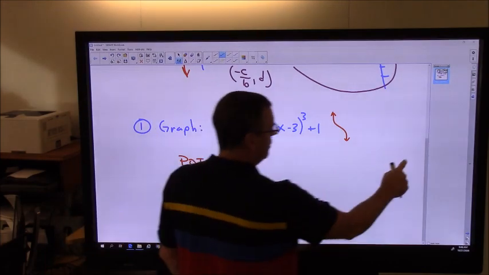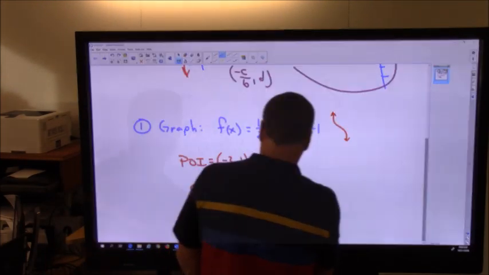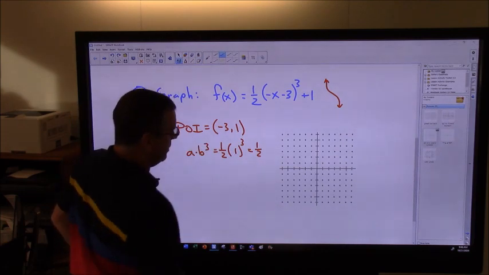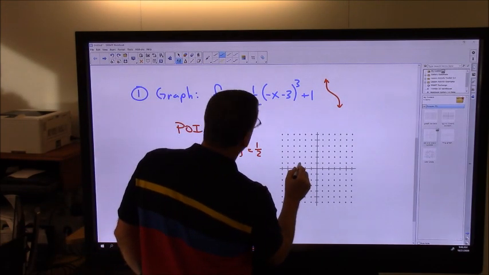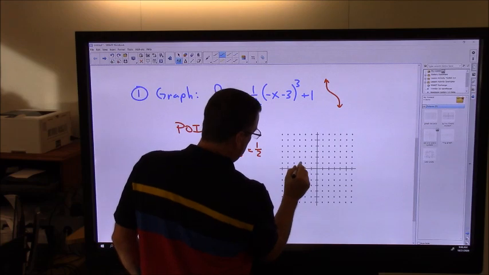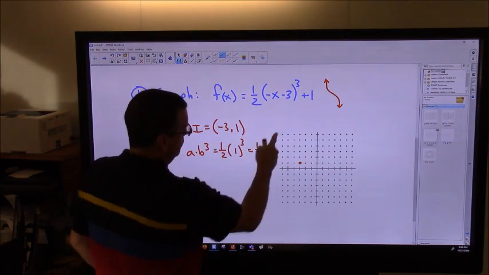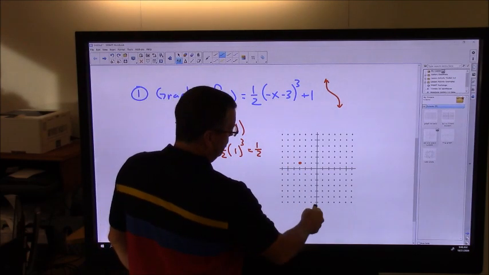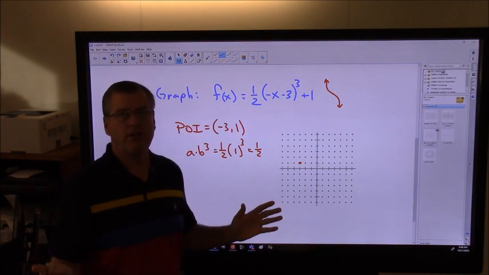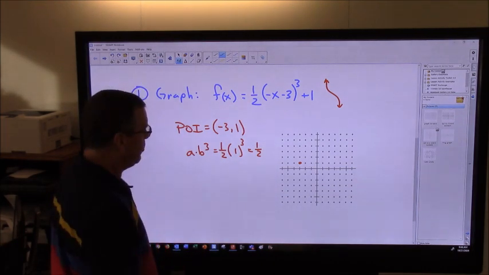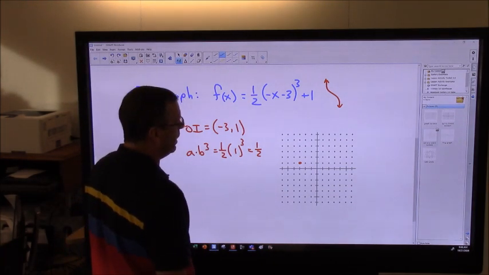All right, so let's draw a sketch of what this graph looks like. All right, so point of inflection is at negative 3 comma 1, right here. I know the graph looks like this. It's going to come down, go through that point, and do this. If nothing else, at least draw that picture. You've got most of the credit for this problem, all right? But we want to try and get some points in the right spot.